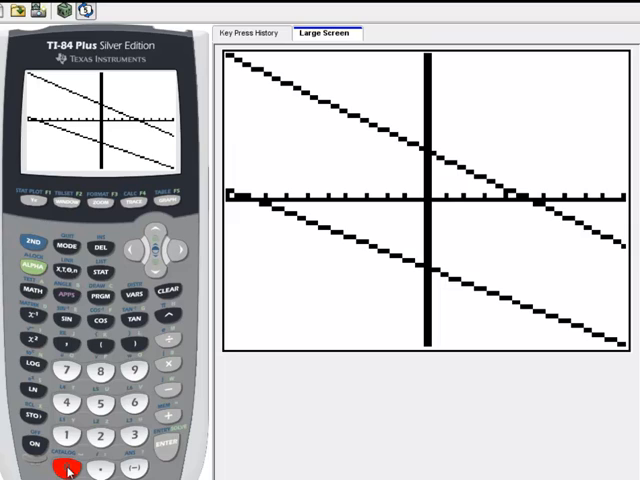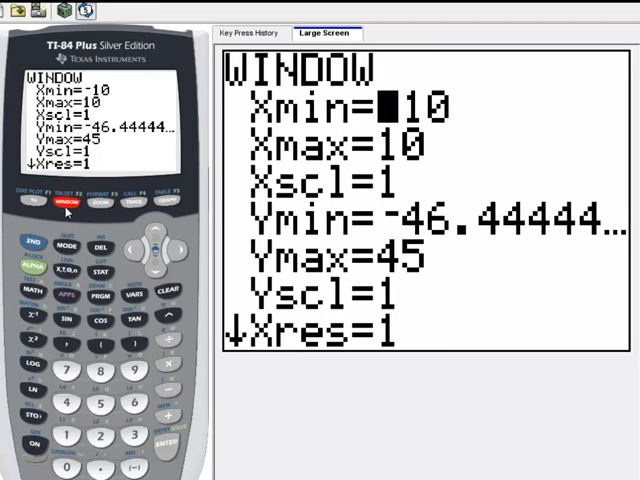Okay, having seen this, it looks like the intersection is rather far to the right. Maybe we could go and change the window so that there is more positive x-axis. Let's go to the window. Let's change x max. We'll just take a guess. Maybe if it was 500, that would be sufficient to expose the intersection.